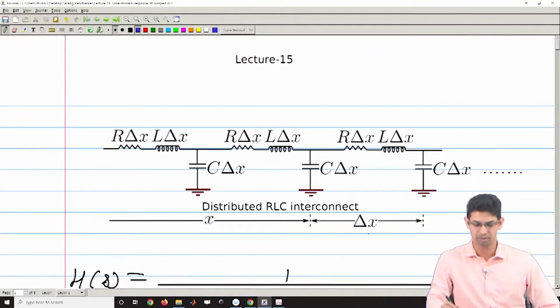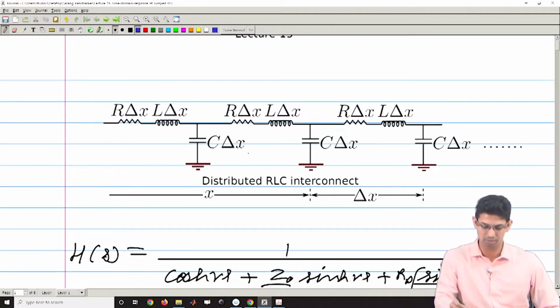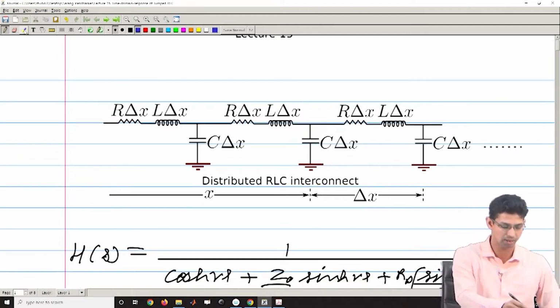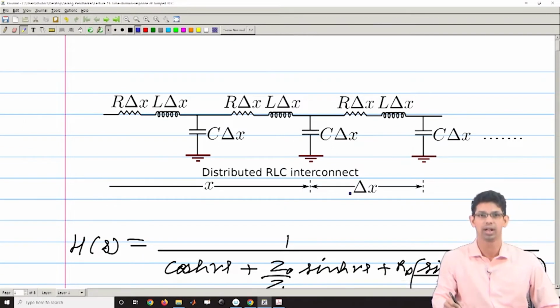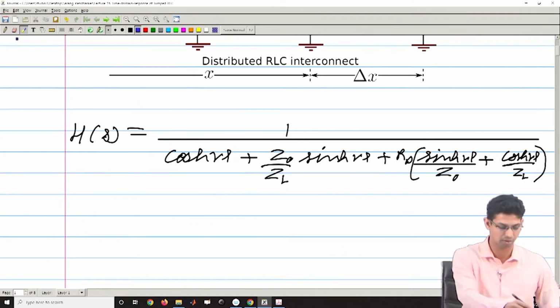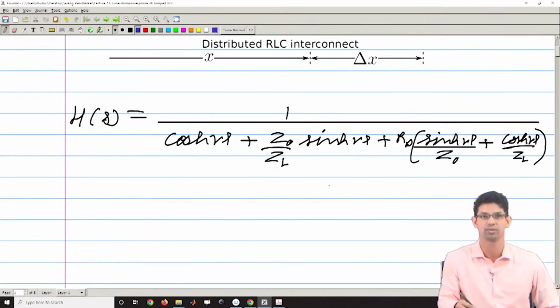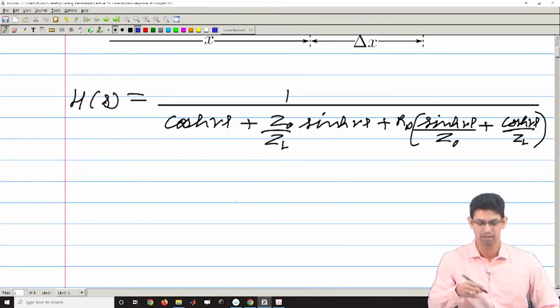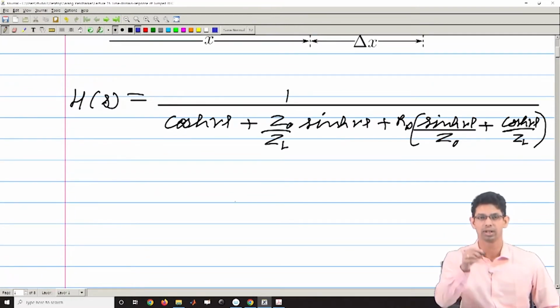So, as I had mentioned, for a distributed RLC circuit like this, we have derived the closed form expression for the transfer function H of omega or H of s. However, what we are interested in is, if I have a time domain square wave or a unit step signal, what would be the response of my interconnect at the far end.